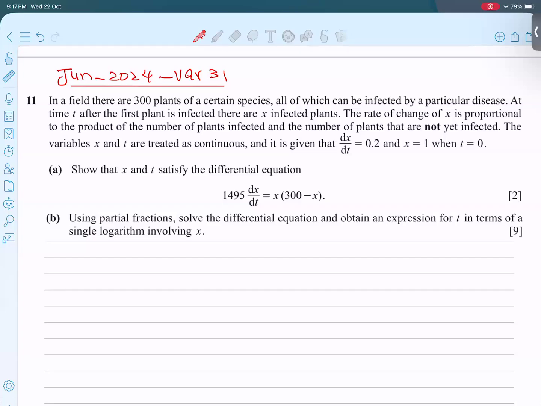Bismillah ar-Rahman ar-Rahim. June 2024, 31 variant, question number 11. What a question, a differential equation question.